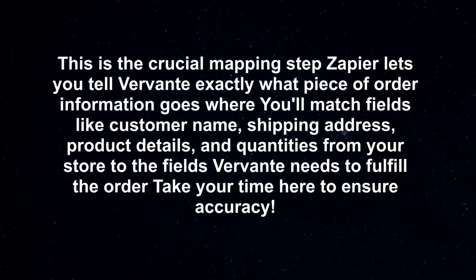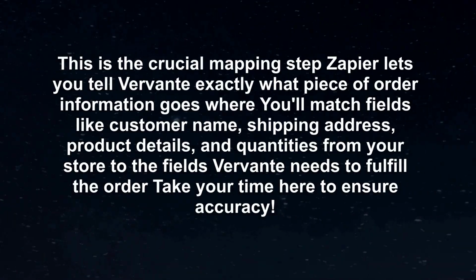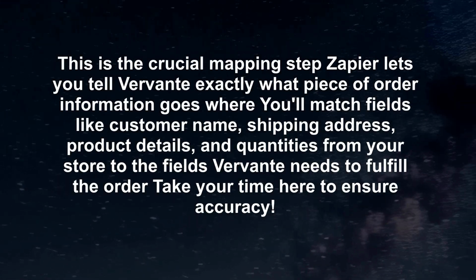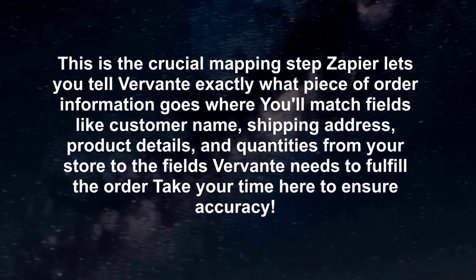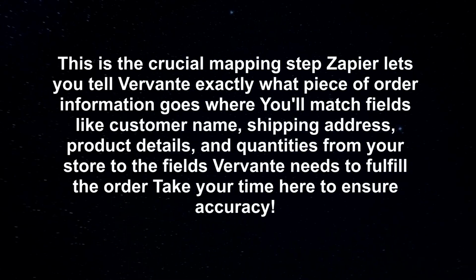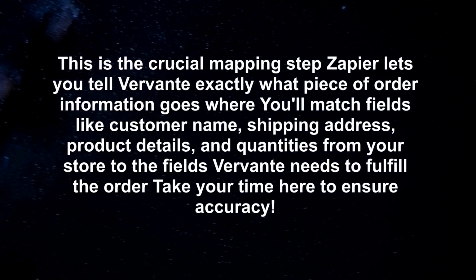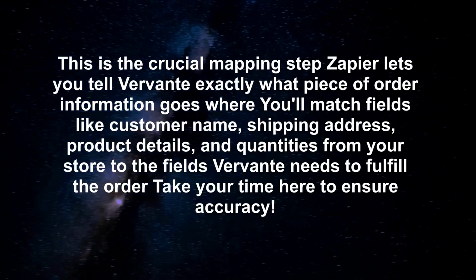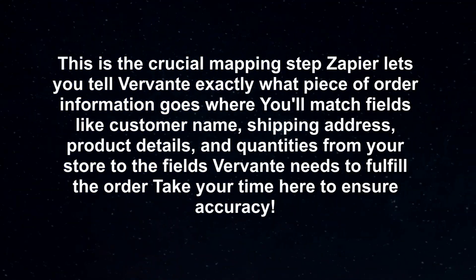This is the crucial mapping step. Zapier lets you tell Vervante exactly what piece of order information goes where, as you'll match fields like customer name, shipping address, product details, and quantities from your store to the fields Vervante needs to fulfill the order. Take your time here to ensure accuracy.